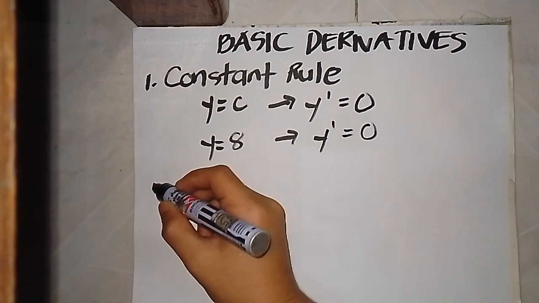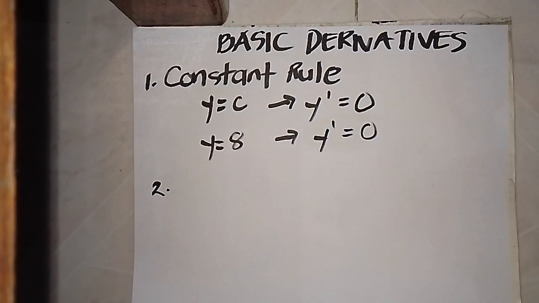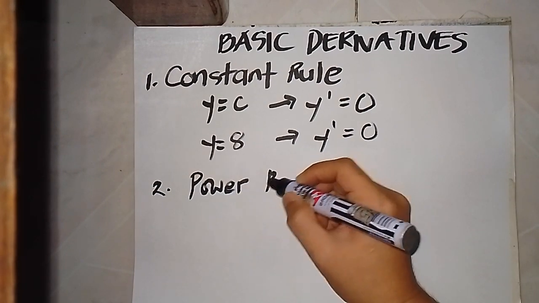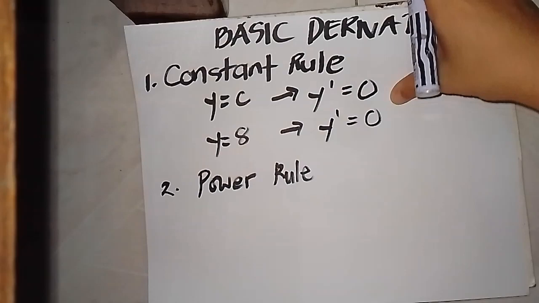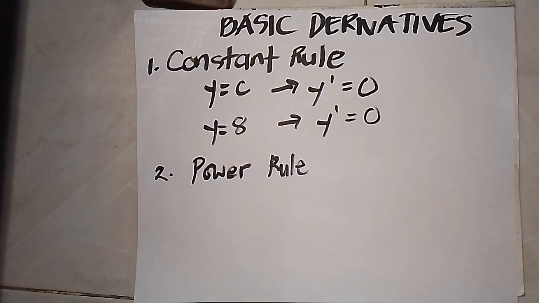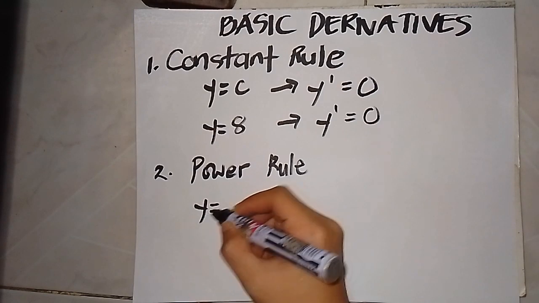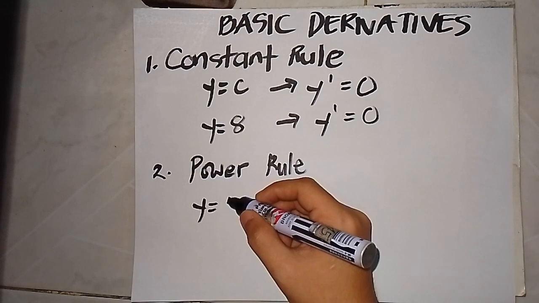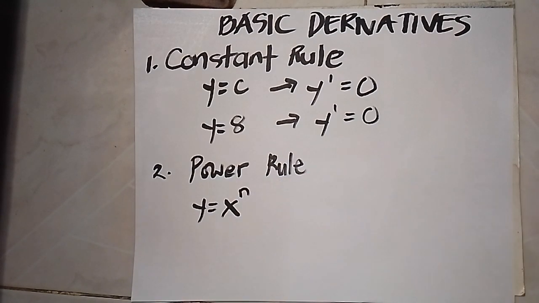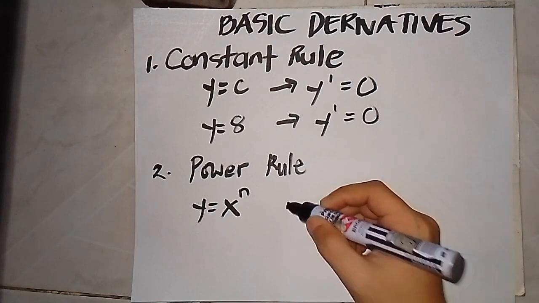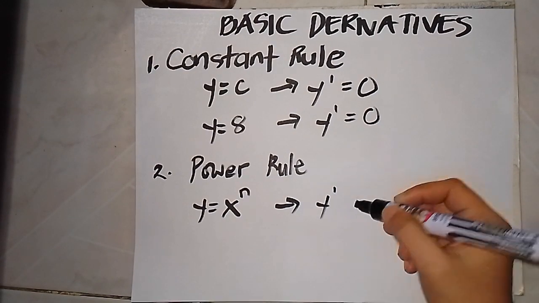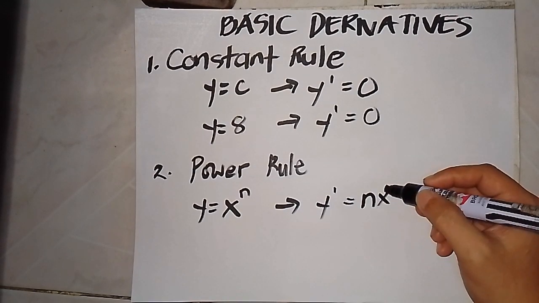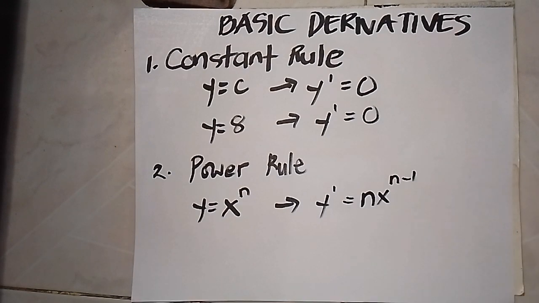So for the next rule, we have the power rule. In the power rule, it states that if your y is equal to x^n, then the derivative will be y prime is equal to n x^(n minus 1), the exponent.